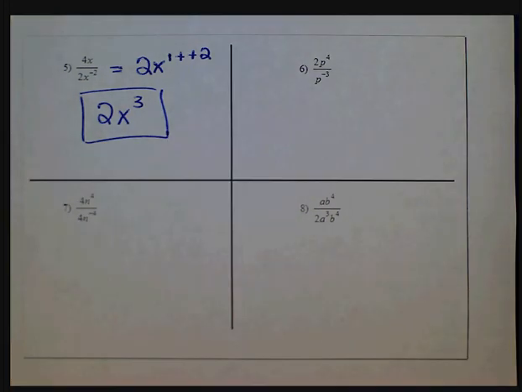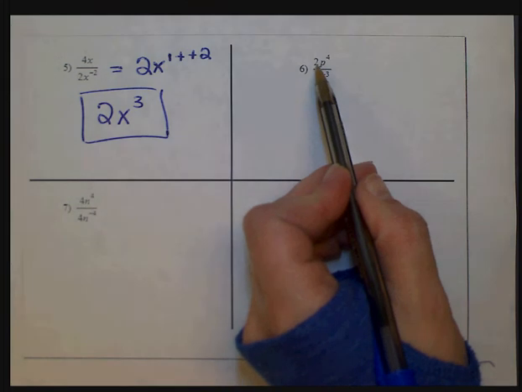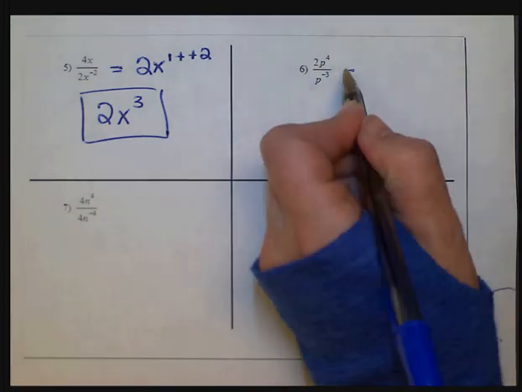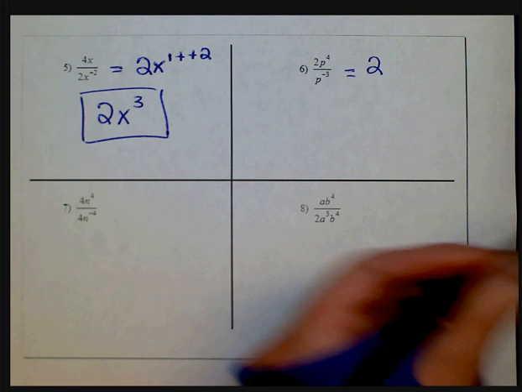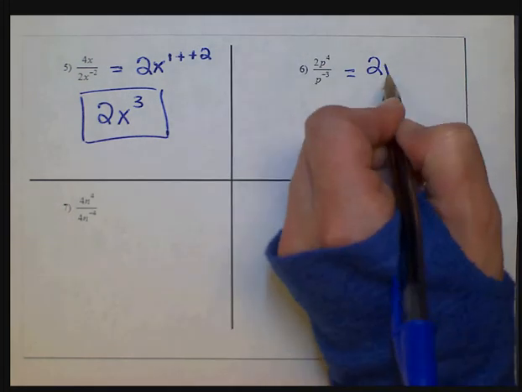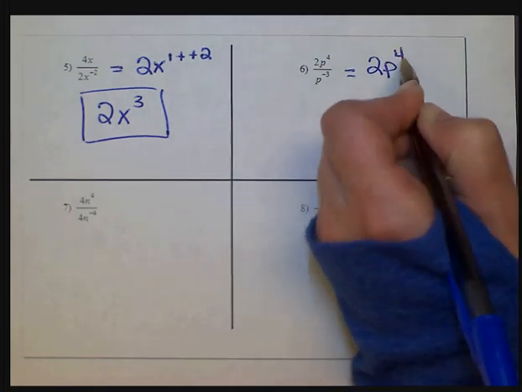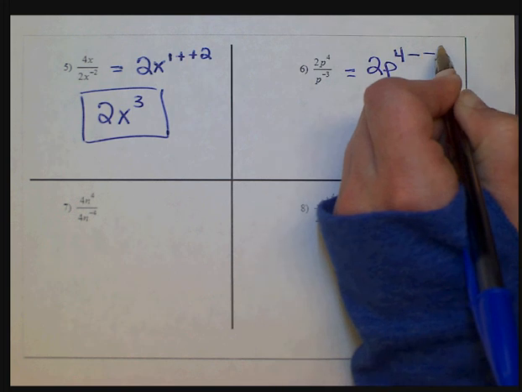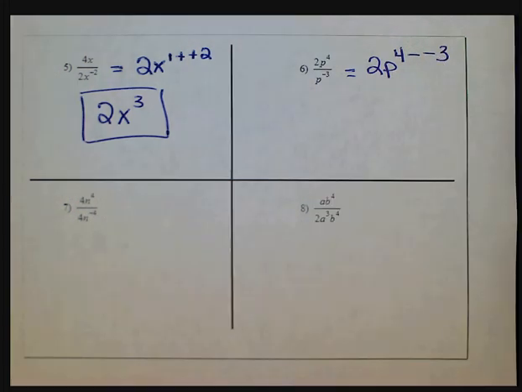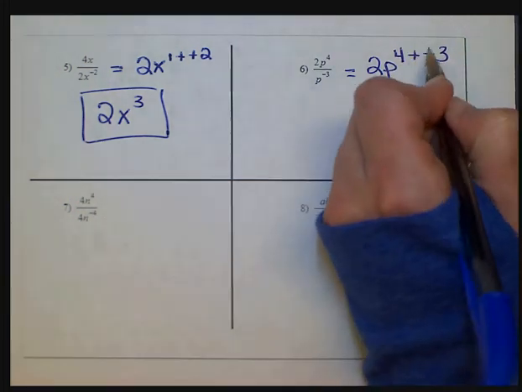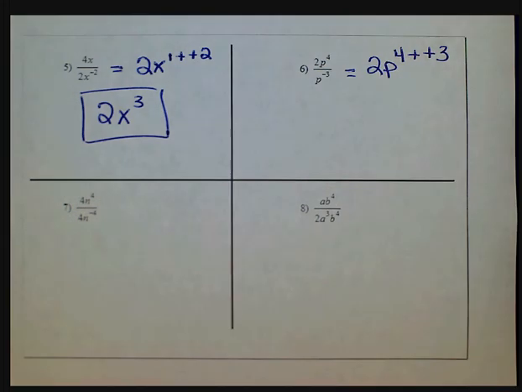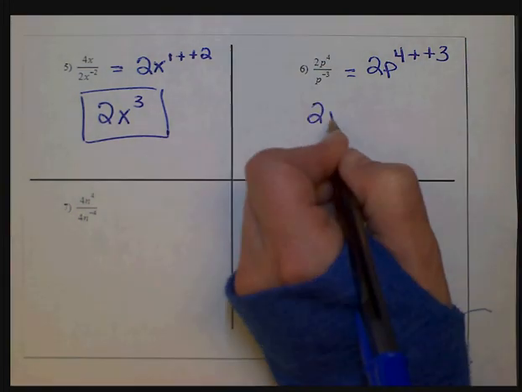All right, next problem. I only have a big number of 2, or a coefficient of 2, so that's going to stay on the top of the fraction. Like base of p being divided, so I take the top exponent of 4 minus the bottom exponent of negative 3. Again, I have the minusing a negative, so it becomes an addition problem. So I got 2p to the 7th.